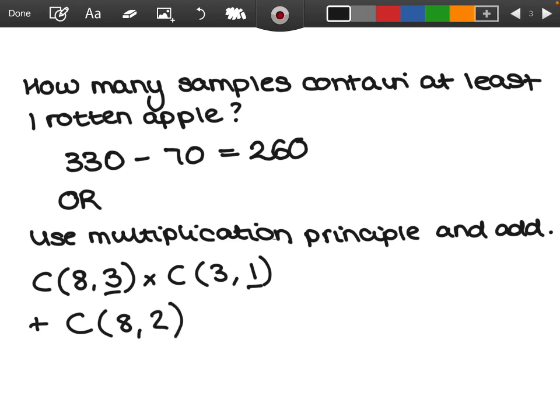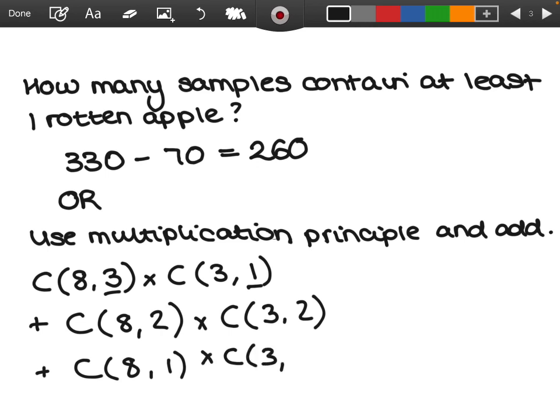Then I would have to add on where I've got 2 good apples and 2 rotten apples, and then 1 good apple and 3 rotten apples. Okay. In this case, we don't have to worry about 4 rotten apples because we've only got 3 rotten ones in the bag. So I would use that multiplication principle to figure out each one of these outcomes where I have 3 good, 1 bad, 2 good, 2 bad, and 1 good, 3 bad.